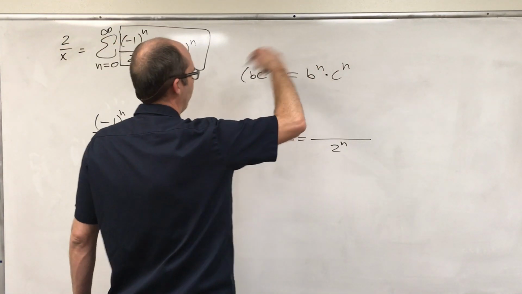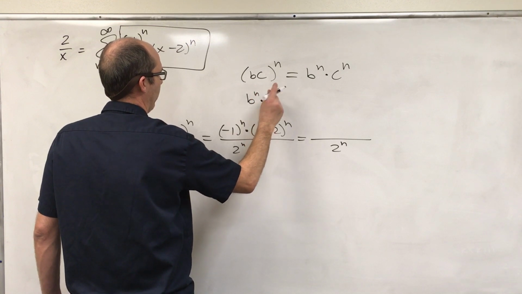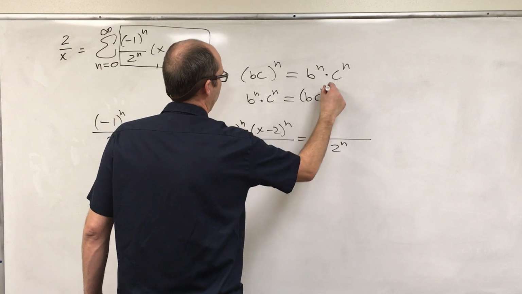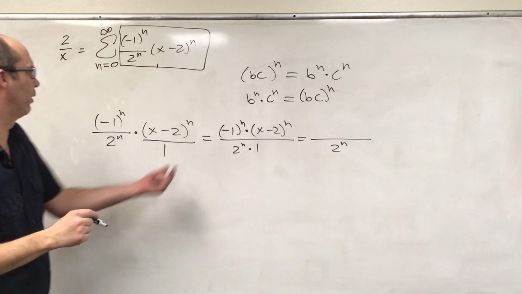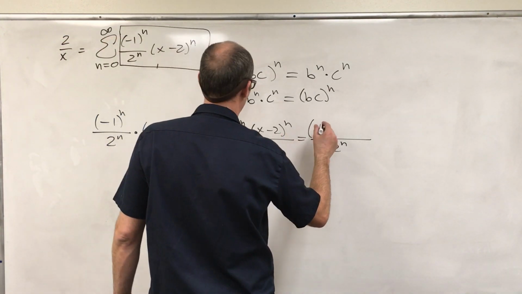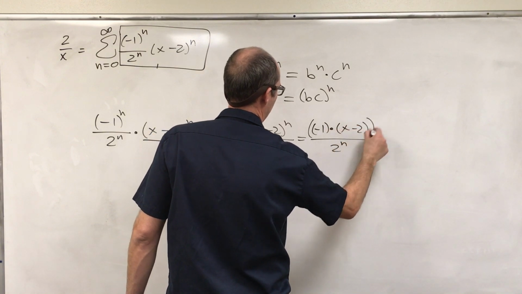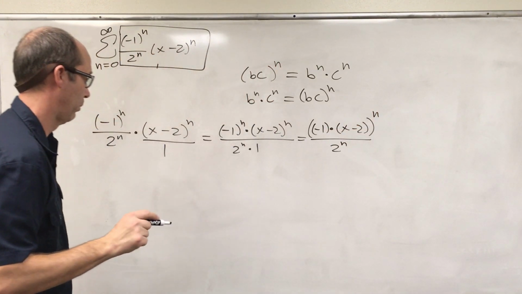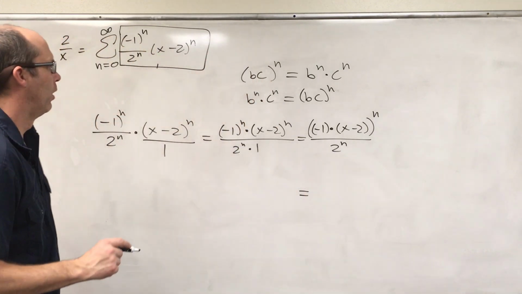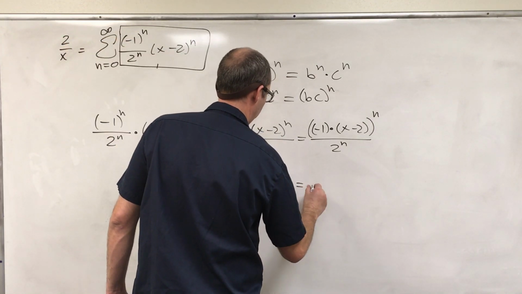Equals goes both directions, so we can go that way as well. Let me write it that way, since you're used to reading from left to right. Okay, so we're going to do that there. So this is like our b, that's like our c. All right, so we can write this as -1 times x minus 2 to the n.